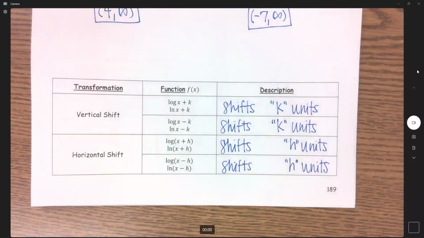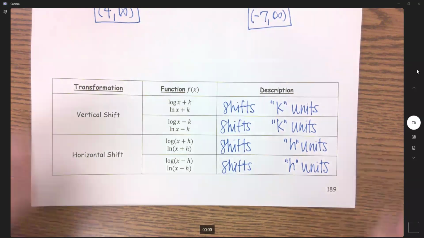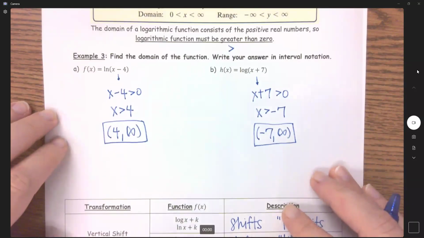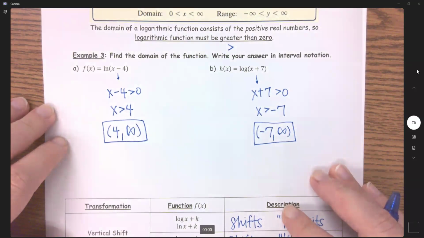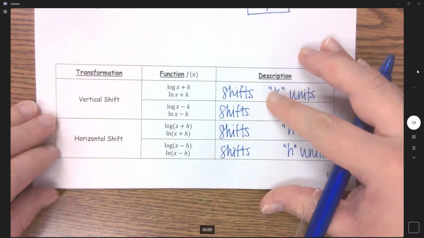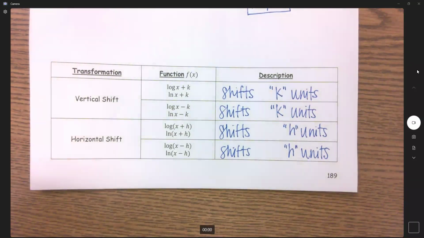So we have discovered what log graphs look like. We know the difference between when our base is greater than 1 and when our base is between 0 and 1, but not equaling 0 and not equaling 1. We just went over domain, so that's going to help me with my vertical asymptotes. And now let's start shifting these graphs a little bit.